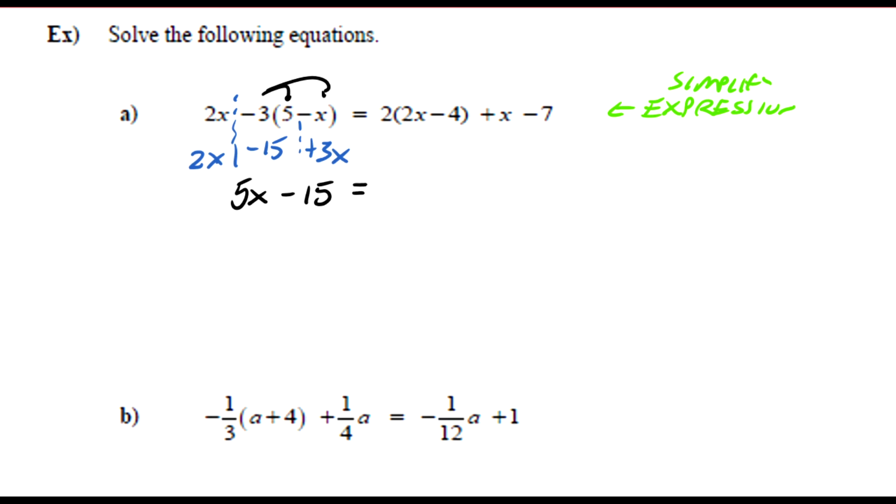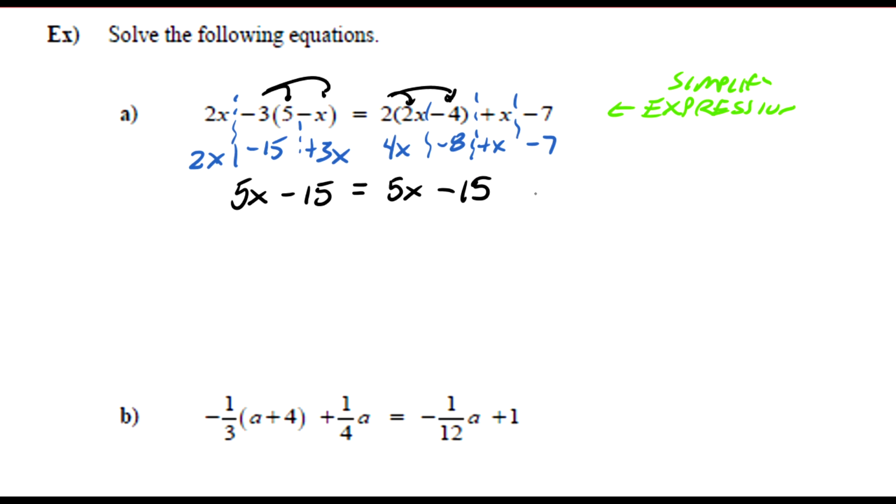On the right side, again, I have three terms here. This one I'll need to distribute 2 times 2x and 2 times negative 4. So I end up with two terms: a 4x and a negative 8. Then I have plus x and negative 7. So when I combine my terms together, I get 5x. Negative 8 and negative 7 is negative 15.